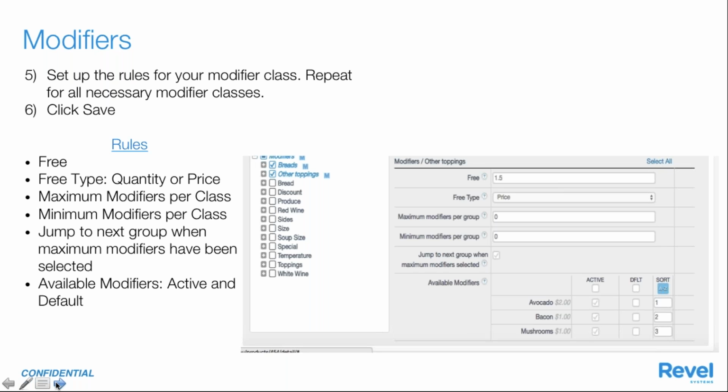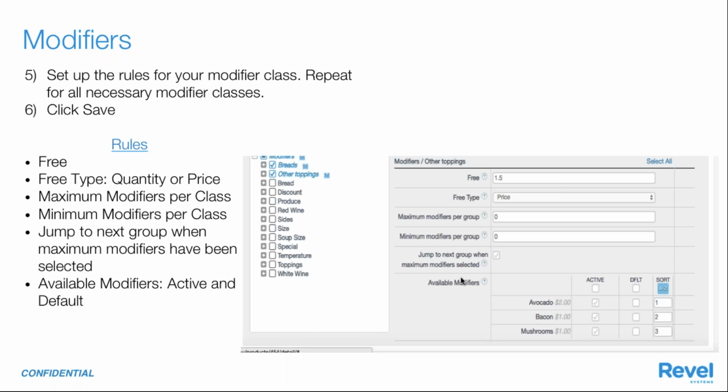But let's say I want to give away my modifiers for free. And let's, for example's sake, say I'm a sandwich business and I'm offering a deal where folks can get $1.50 of free toppings. Then what I would want to do is, in the free area, I would type in 150. And in the free type, I would type in price. So this means that if a customer selected all the topping options for their sandwich, which are these three shown below, the avocado, bacon, and mushrooms, they would not be paying $4 for the toppings altogether. They would get $1.50 of free toppings.